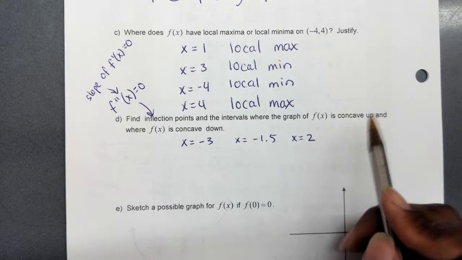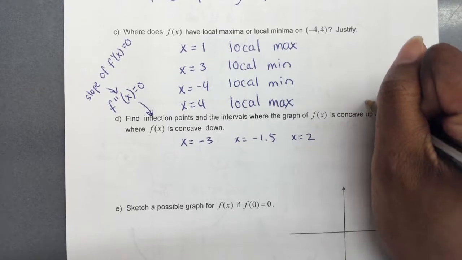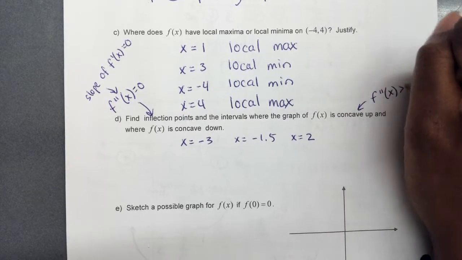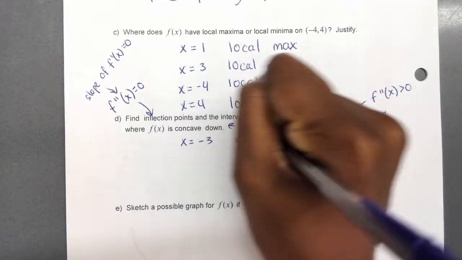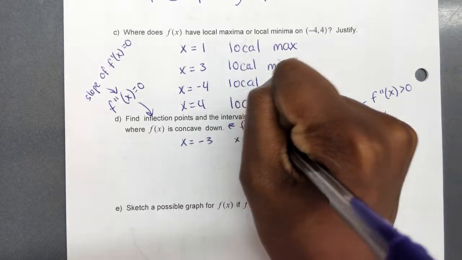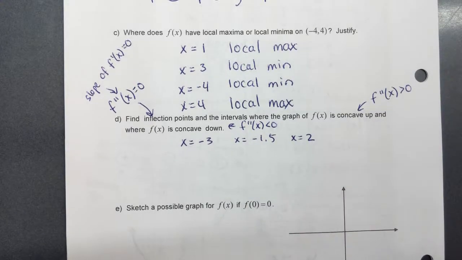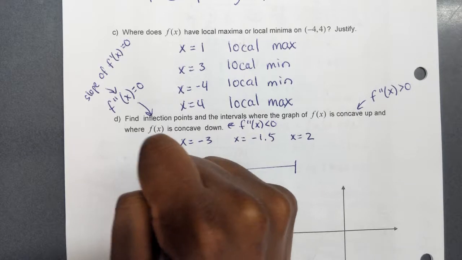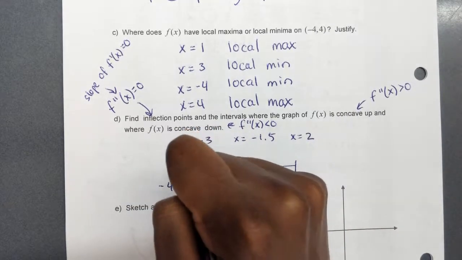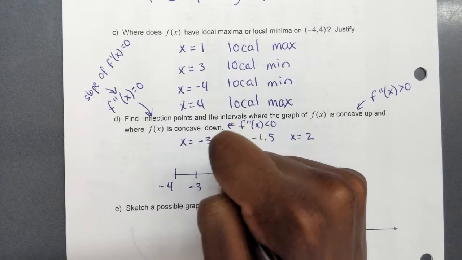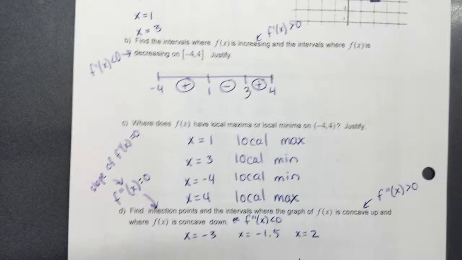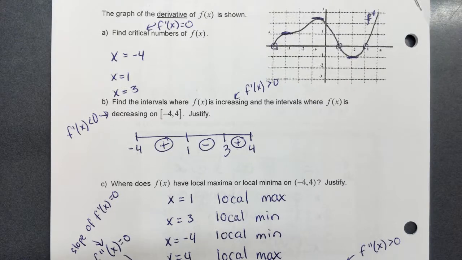And we want to know if it's concave up or concave down. So concave up means that f double prime of x is greater than 0. Concave down means f double prime of x is less than 0. So I'm going to make my number line from -4 to 4 and add my inflection points. And looking at the graph, right, f double prime is the slope of this graph.